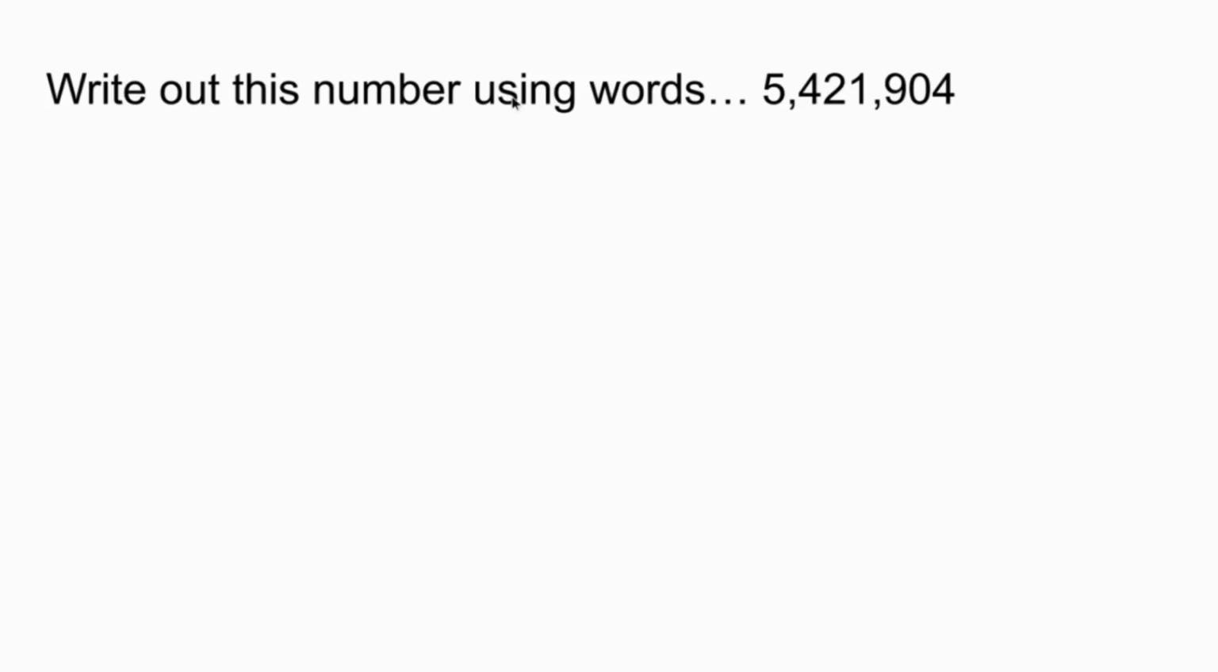Write out this number using words. We have 5,421,904. So let's start out with our millions place value, and we write that out using words only. 5 million. And I'll put a comma after that to separate the millions from the thousands and the ones. So we have 5 million.